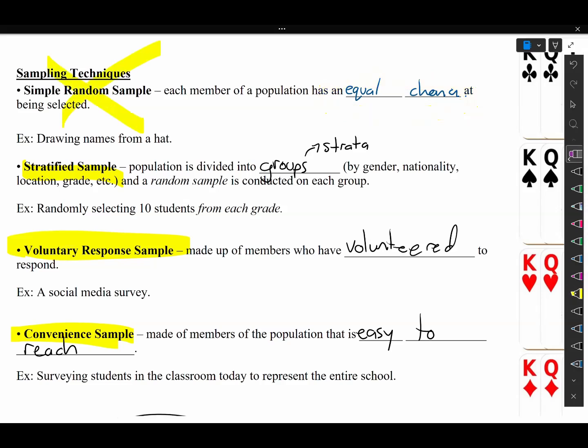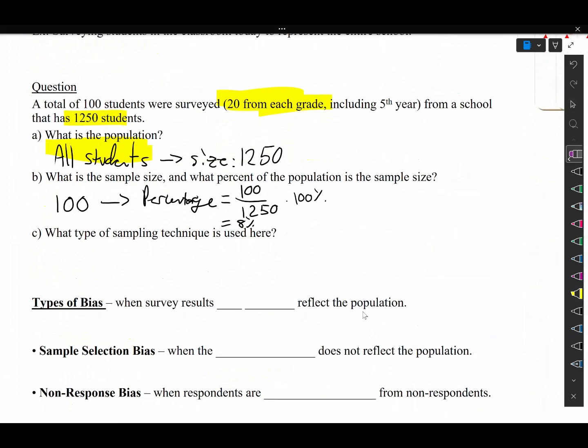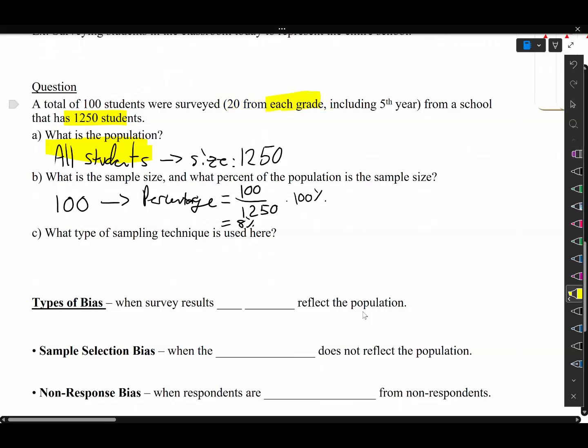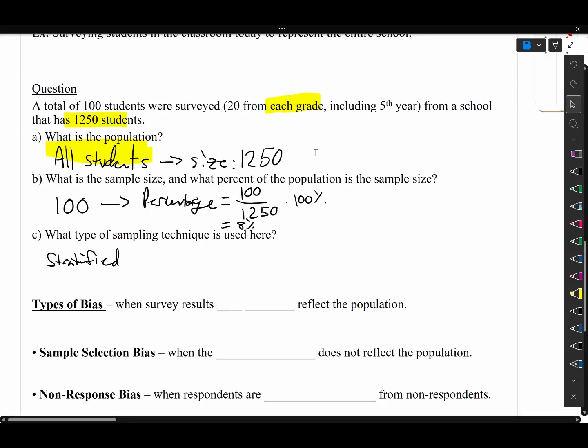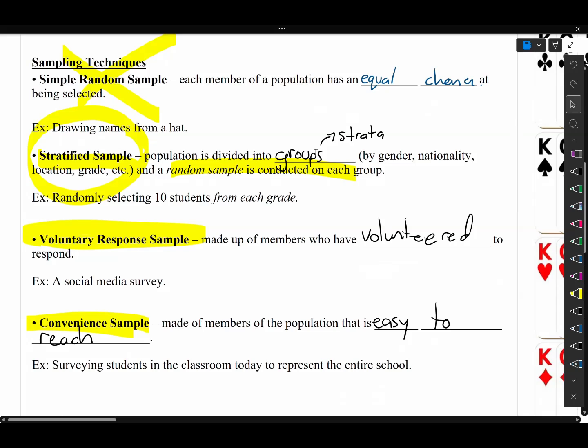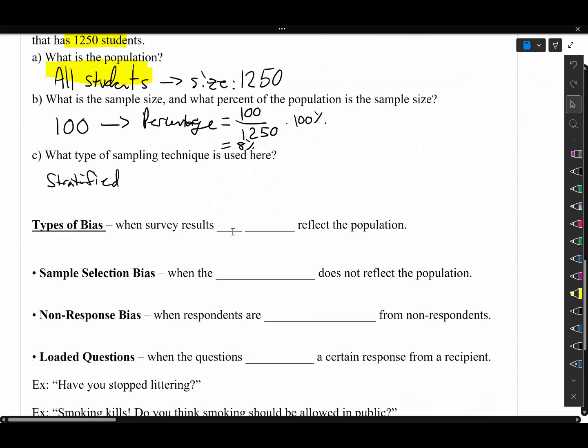Now, we could then look, okay, a stratified sample is where a population is divided into groups, and then a random sample is collected on each group. Okay, were the students here separated into groups? Yes, they were separated by grade, right? So here we have what we call a stratified sample, where we made sure that each grade was represented within our sample. That's the advantage of a stratified sample. A voluntary response sample, again, would be just asking students to come down. A convenience sample would just be asking students who are nearby. This was neither. This was a stratified sample.